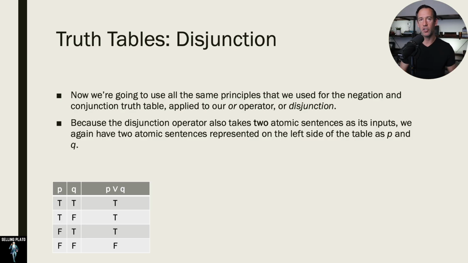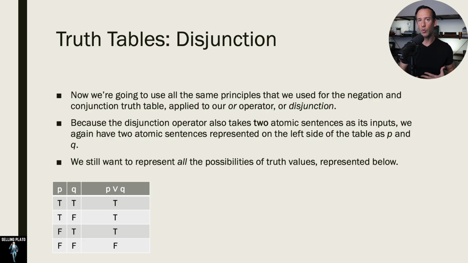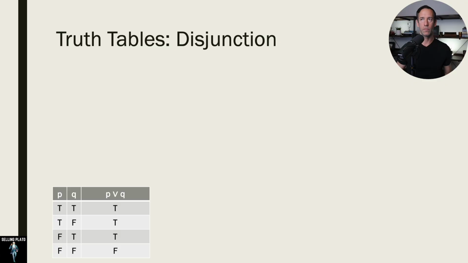Because the disjunction operator also takes two atomic sentences as its inputs, we again have two atomic sentences represented on the left side of the table as P and Q. And remember, I could have chosen any other letter, but it's pretty common to stick with P and Q just because they're easy. So again, our atomic statements are the same as in conjunction, P and Q. So we set it up in the same way. We still want to represent all the possibilities of truth values. Those are represented below, as you can see.